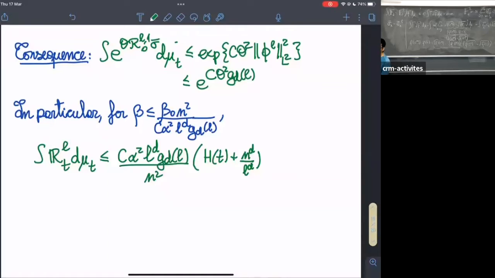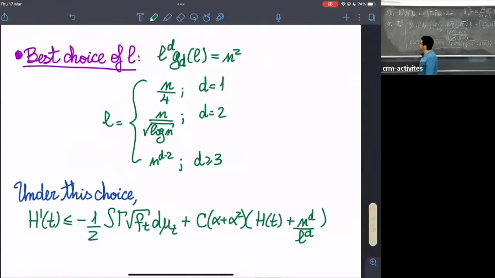So it's here that we have to choose the mesoscopic scale at which we can go with these averages. Okay, so if you do the computations, then you discover that the best choice of L, of course, is L^d times G_d(L) equals n squared. So in dimension one, that means that L is equal to n, but then of course it cannot be equal to n, because you cannot take the average over a box of size 2L minus one, because then you go around the circle. So just to be sure that you don't go around the circle, you take n divided by four. Okay, so n divided by two, maybe it's too on the line, so you take n divided by four just to be sure that you don't go around.